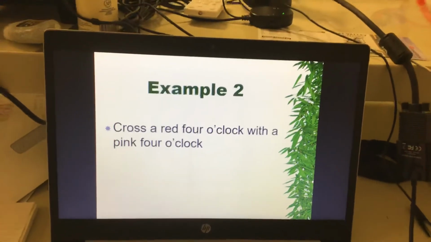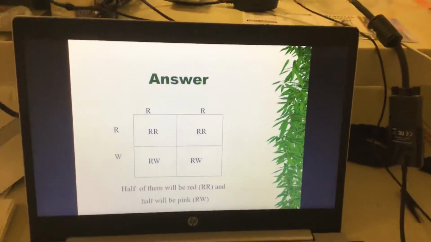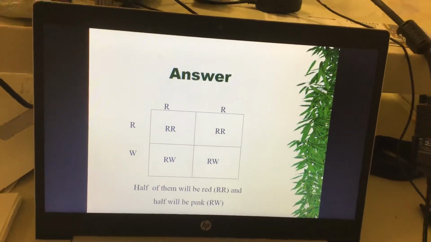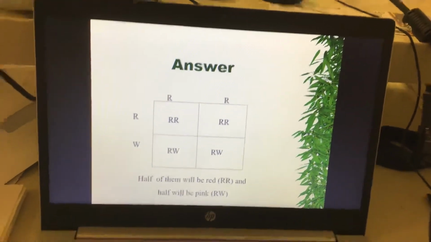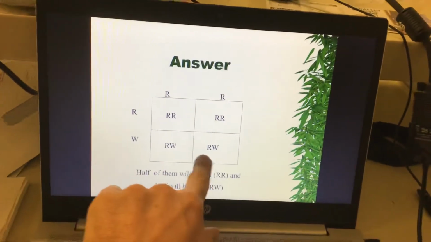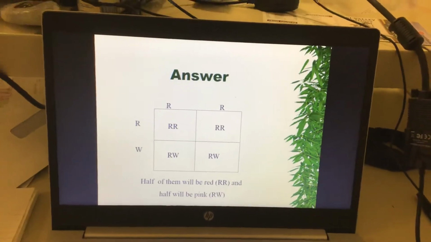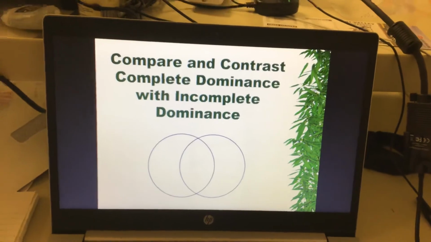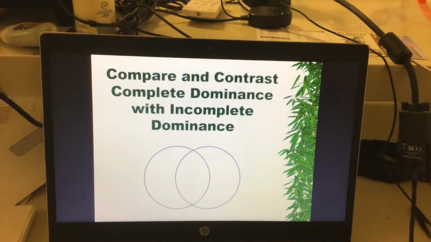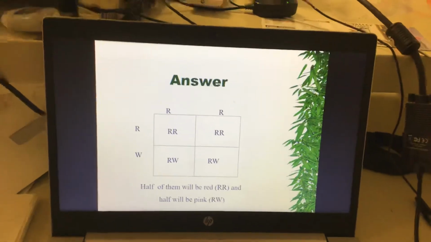Example 2, cross a red 4 o'clock with a pink 4 o'clock. So setting up the Punnett square. Red would be big R, big R. Pink would be big R, big W. When you cross them, you end up with red, red, pink, pink. So half of them would be red and half would be pink. Hopefully that makes sense. Incomplete dominance. Neither one shows completely, but they both kind of show.